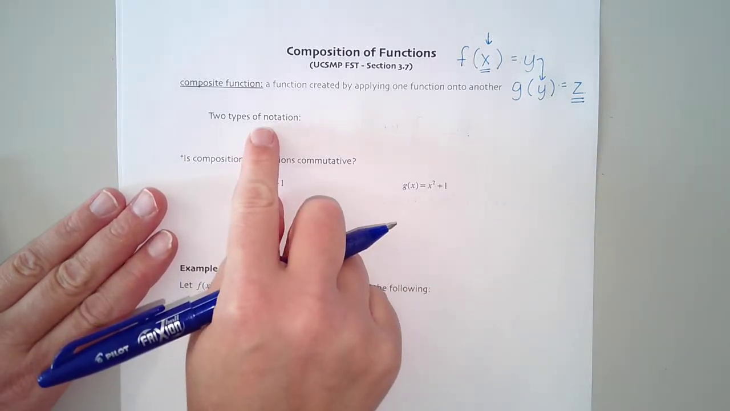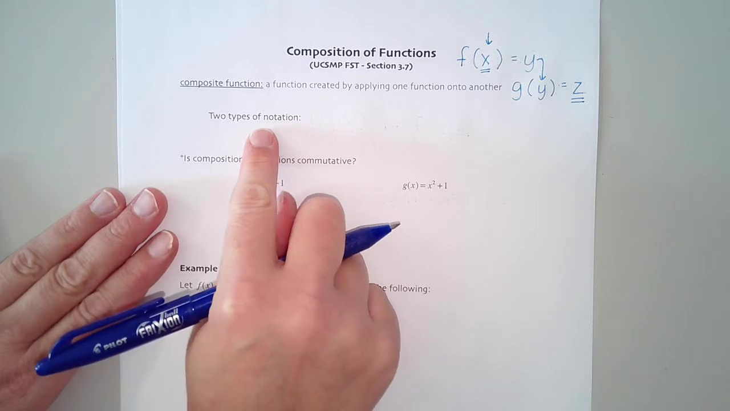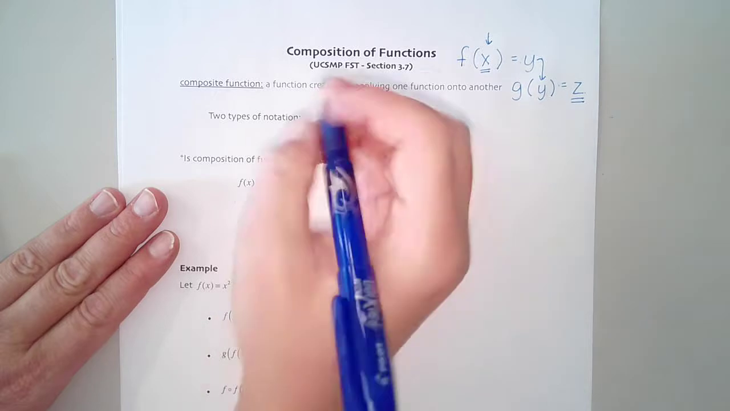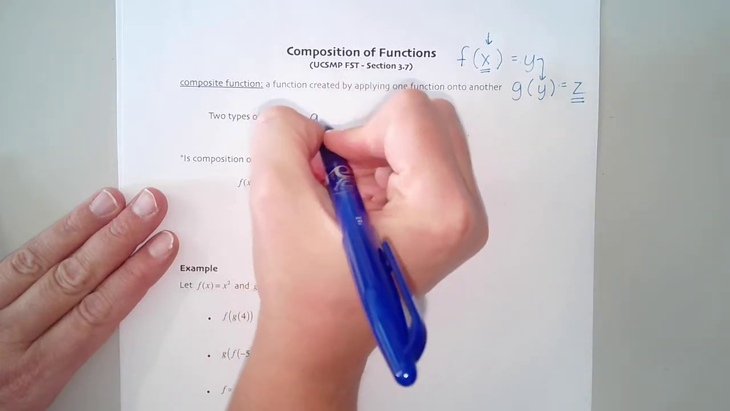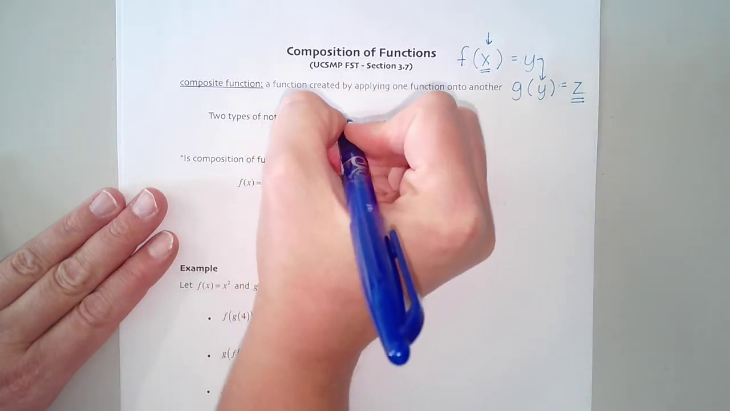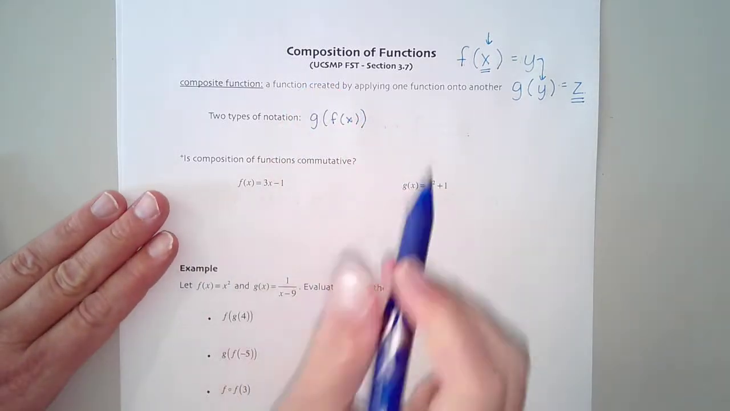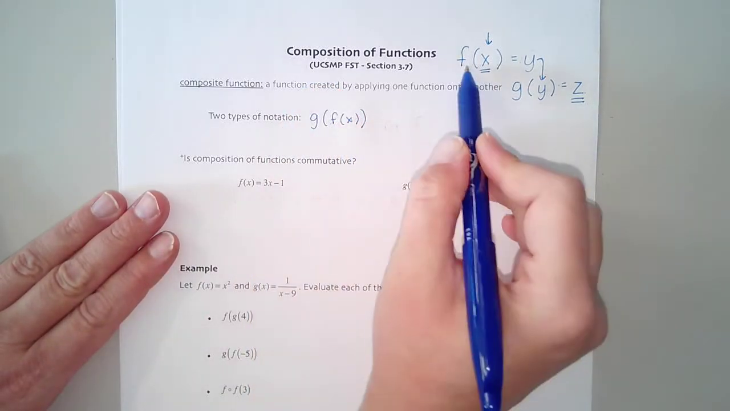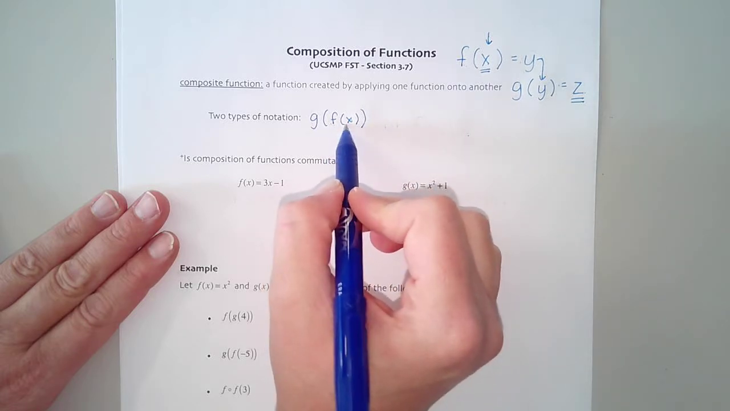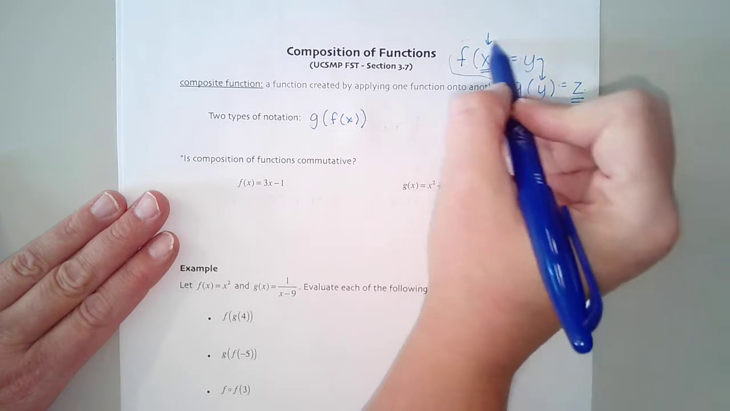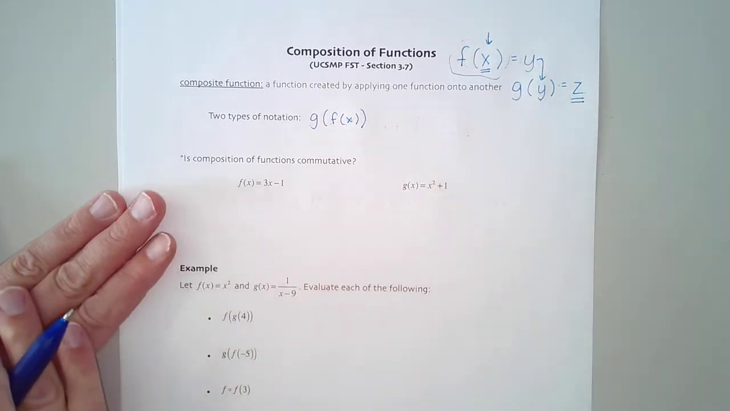So two types of notation, two ways you're going to see us write these functions. The first way is just kind of a mashup of the notation that I used here, and that would look something like this, g of f of x, okay? And so this is really just saying do f of x, get the answer from f of x, and then put that into the g function. So we really just took this and put it right in here for the g function.